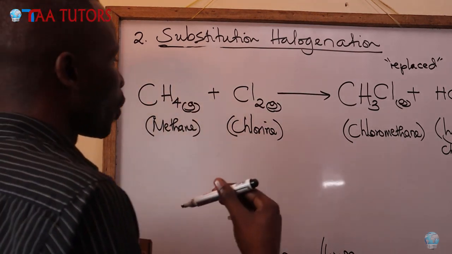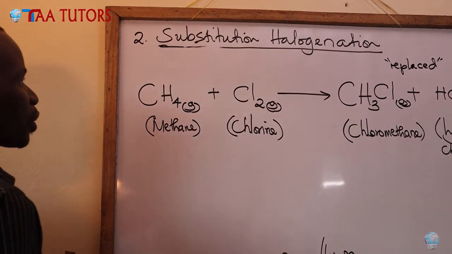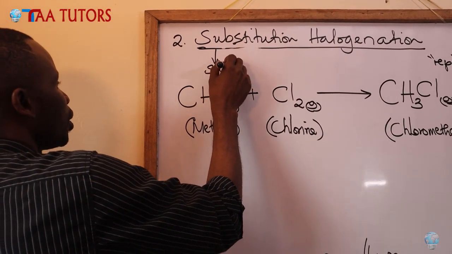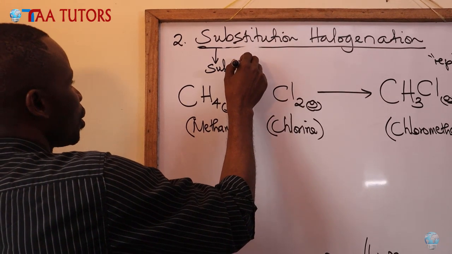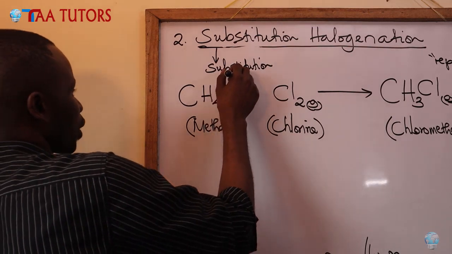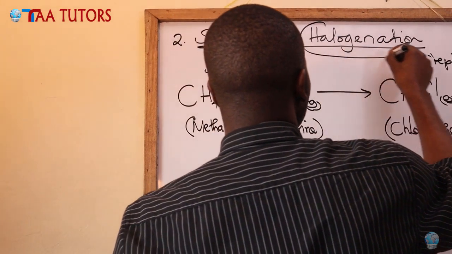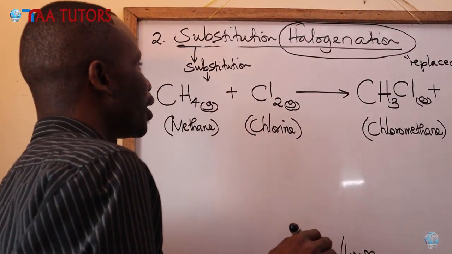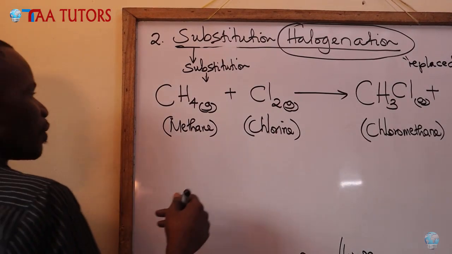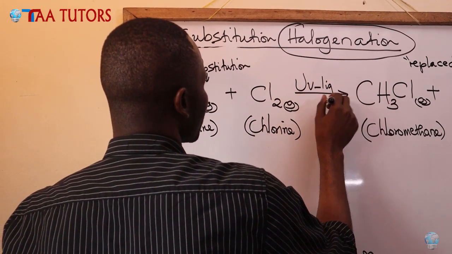Now, what are you going to be asked? One of the things you are going to be asked in this question is to state the type of reaction. The type of reaction is substitution reaction. You realize that the word halogenation here may not really mean a lot, but it will just be telling you that what you are substituting is halogens. But the main name is substitution reaction. That's the key thing.